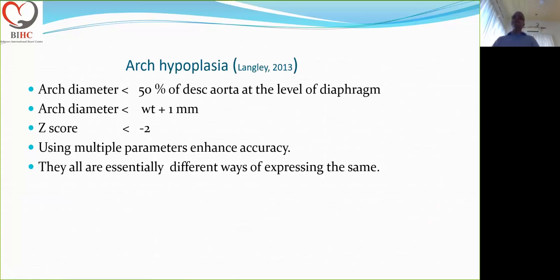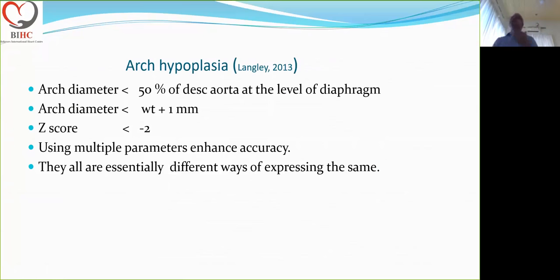Remember these terminologies, which we will be using often. Now, why do we take so much trouble to define the arch in this way? Because arch hypoplasia is a very important concept in the management of coarctation. To say that an arch is hypoplastic, you can look at several criteria. The reference with which you compare the arch is the descending aorta at the level of the diaphragm. The reason we take the descending aorta at the level of the diaphragm is that it is related to body surface area. There is no post-aortic dilatation there. There's nothing else happening there. It is genuinely related to body surface area, and you can take that as a gold standard with which you relate other measurements. So if the arch is less than 50% of the descending aorta at this level, it is hypoplastic. The surgeons use a simple rule of thumb: if the arch is less than weight plus 1 millimeter in a neonate or young infant, it is small.